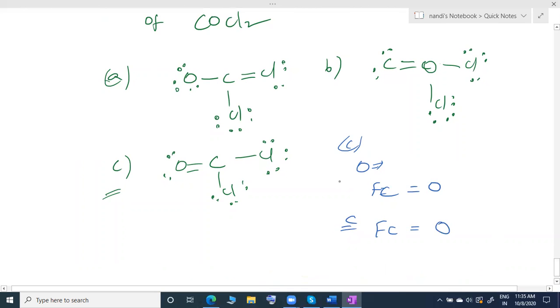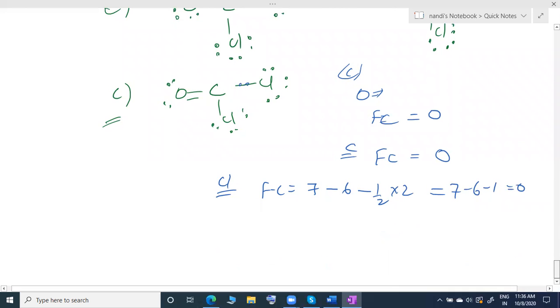Then chlorine, you can try it, formal charge. Both Cl are similar. So formal charge equals 7, the valence electrons for chlorine because it is a 17th group element, minus 6 non-bonding electrons because of 3 lone pairs, minus half into only one bond they are forming, meaning 2 electrons. So we'll get 7 minus 6 minus 1, 0. So there is no charge, meaning a stable molecule. So structure C indicates the perfect structure.